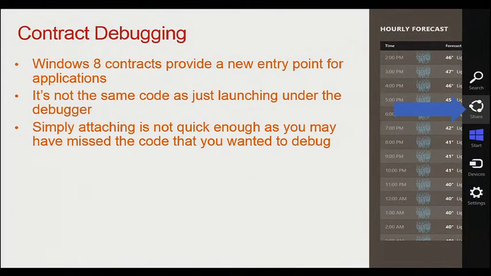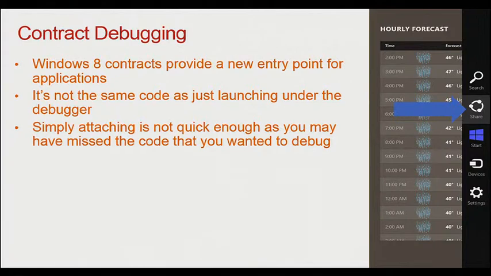Okay, so the next thing that I wanted to talk about was contract debugging. Windows 8 store applications are sandboxed. And what that means is there's a very limited way that different applications can talk to each other. But part of the infrastructure that the Windows team provides here is called contracts. The two that are the most obvious, which come up on the right-hand side of your screen when you go to the upper right corner, are the search and share contracts.